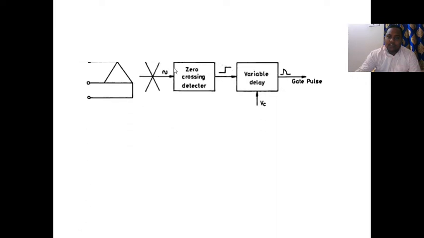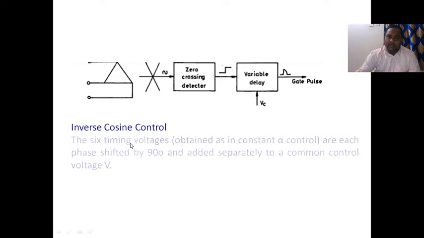So please see the zero crossing detector and variable delay. VC is a control voltage. These are the gate pulses. So in this, we see how to generate gate pulses by using a zero crossing detector. Second one is inverse cosine control.